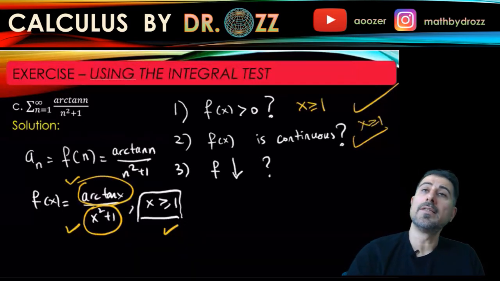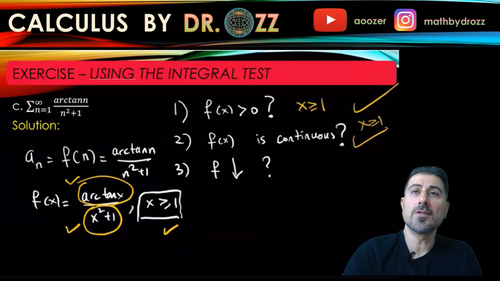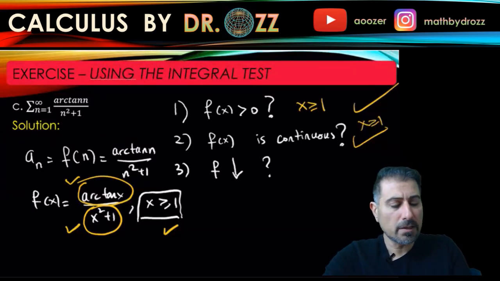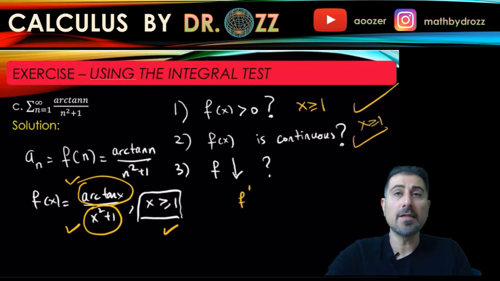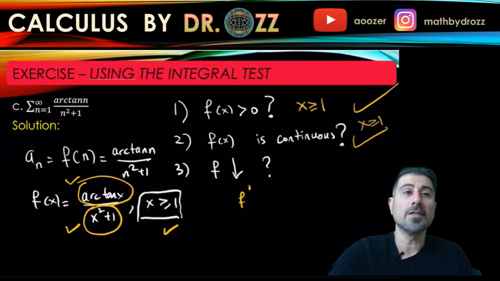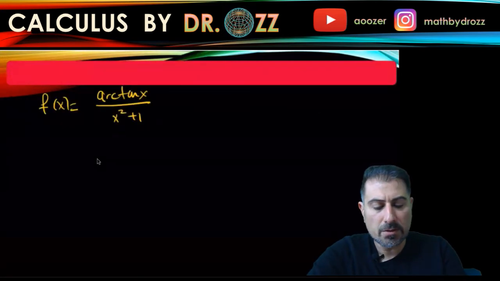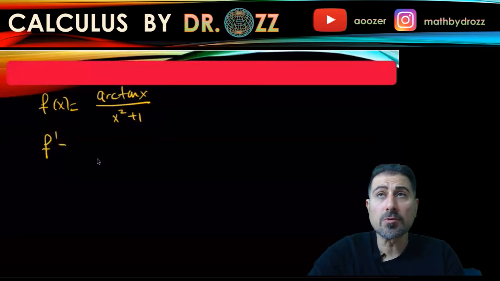Showing that f is a decreasing function is to look at the first derivative of the function, as we did in the previous cases. So why don't we go ahead and look at f prime? Depending on the sign of f prime, you will deduce the decreasing or increasing behavior of the function. All right, so f is a quotient. So let's look at f prime by using the quotient rule.